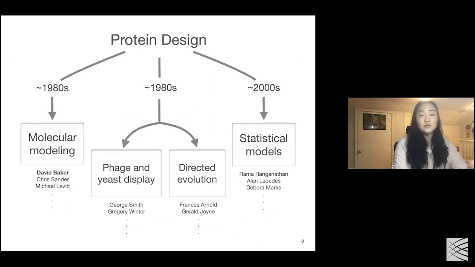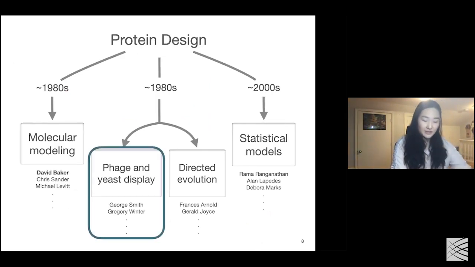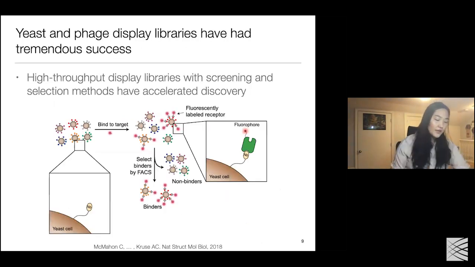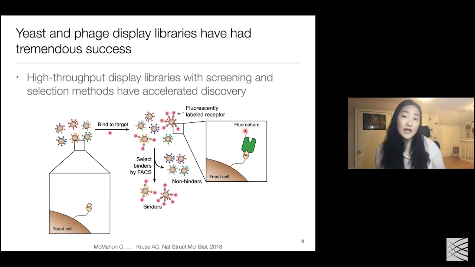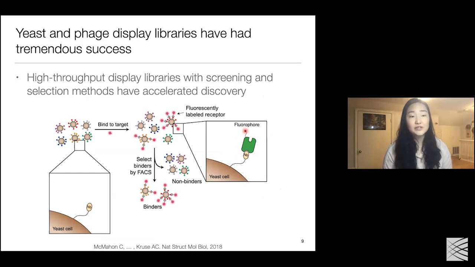So the field has really pivoted now to using phage and yeast display methods. And these yeast and phage display methods have had tremendous amounts of success in recent years. And this is actually what is being used in industry and academia nowadays. High throughput display libraries with screening and selection methods have really accelerated discovery.